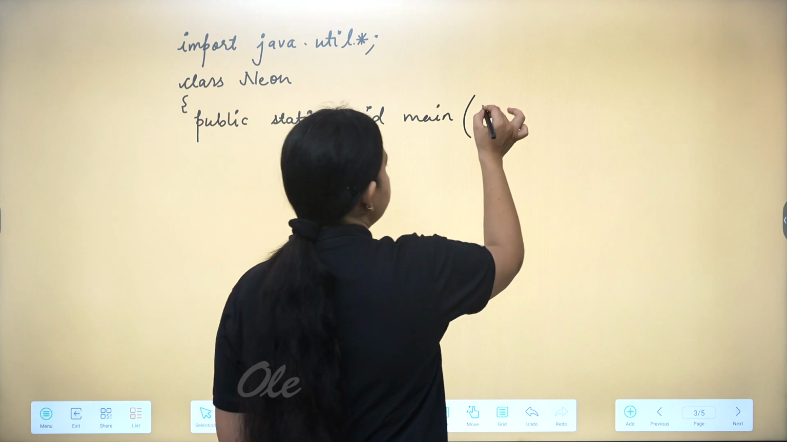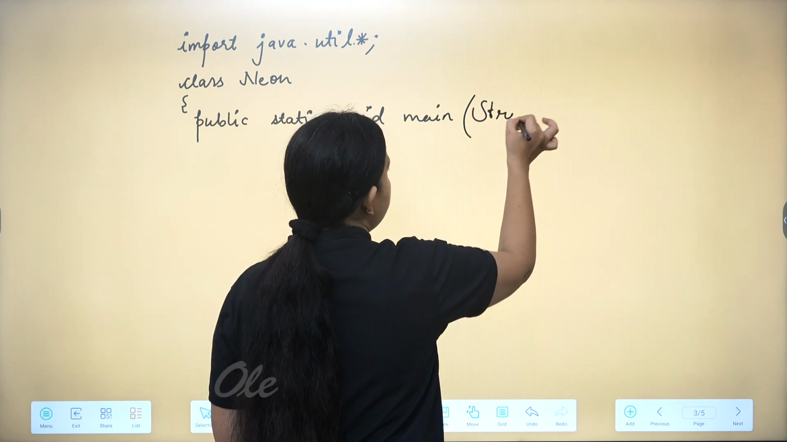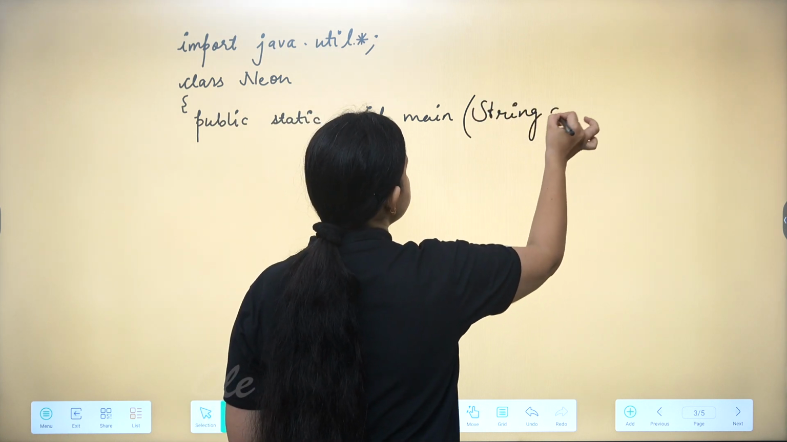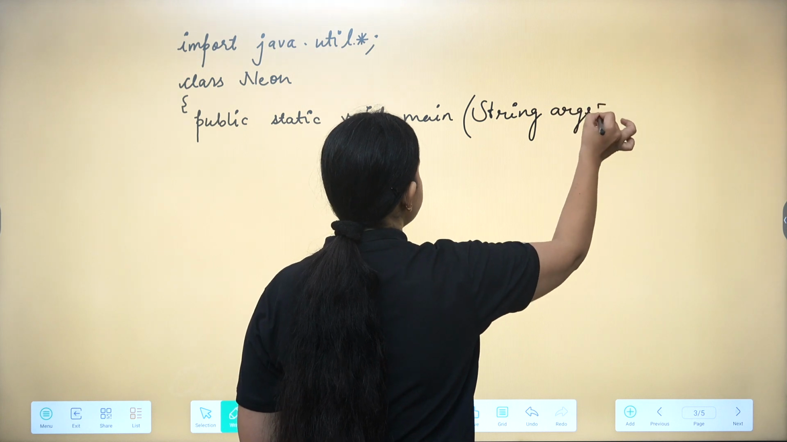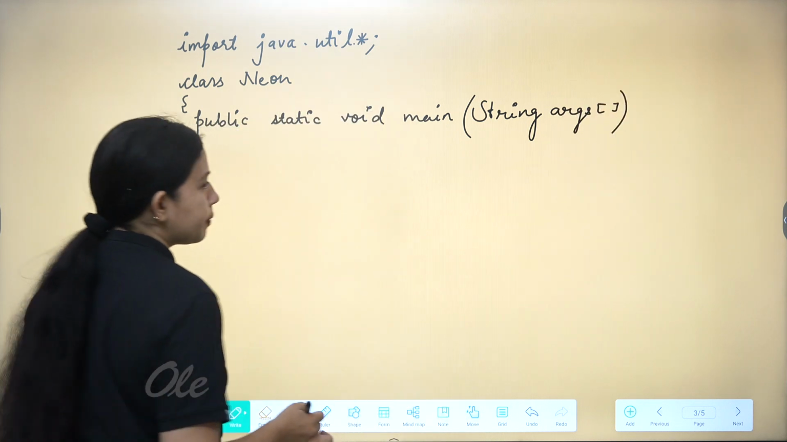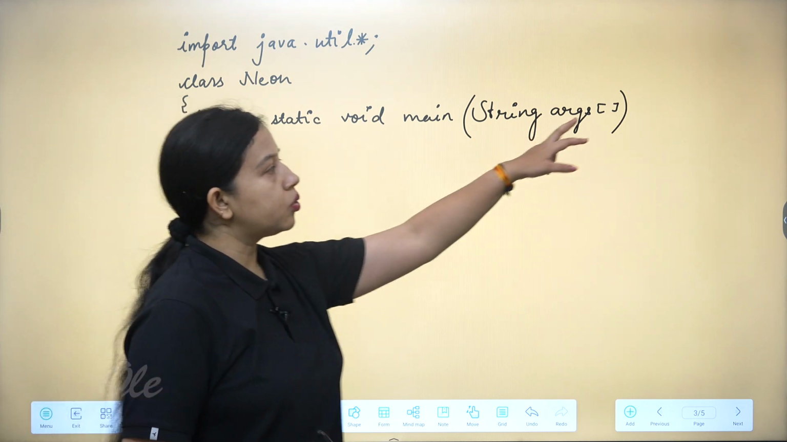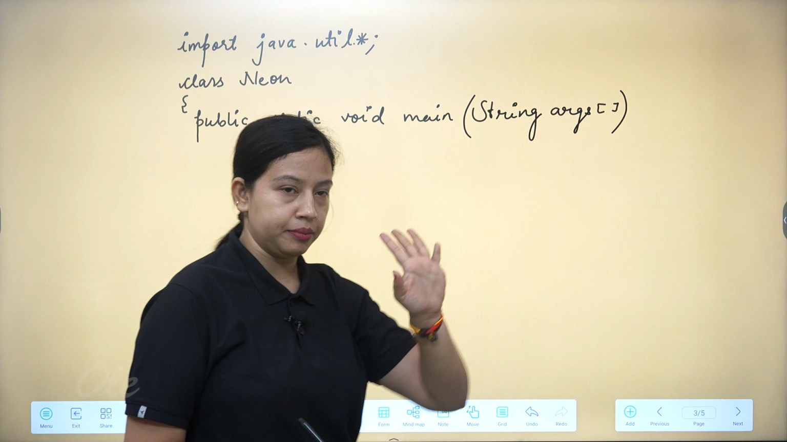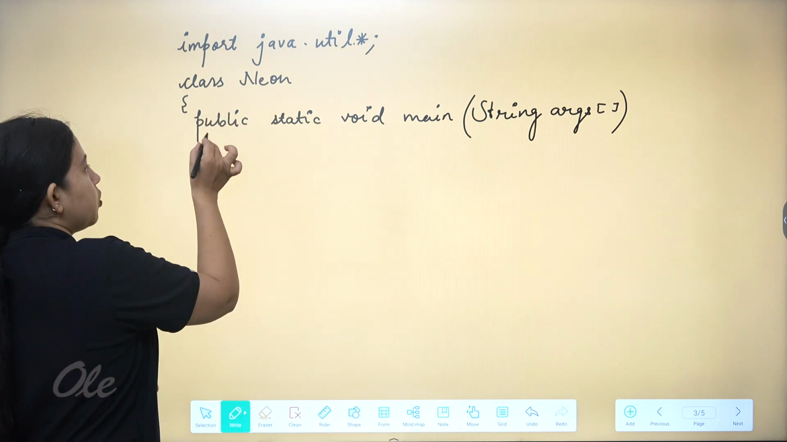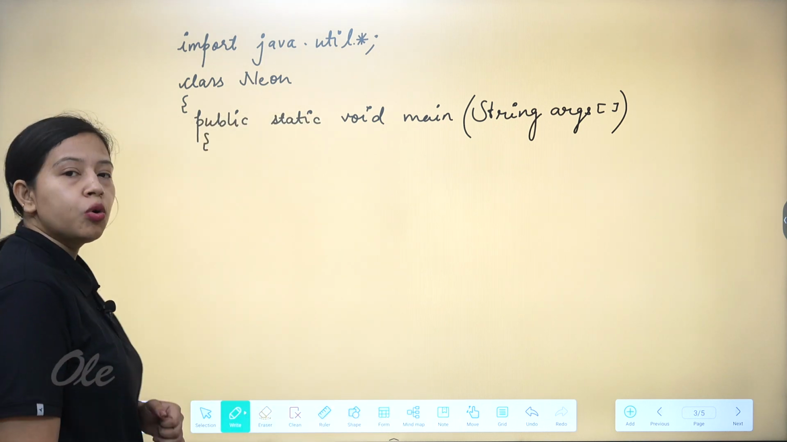So be very careful. Inside the parentheses we pass the argument, so we simply give String args over here, and the square brackets are required over here. Don't put a semicolon at the end of the method name. All right, so be very careful. Now open the scope of the method.